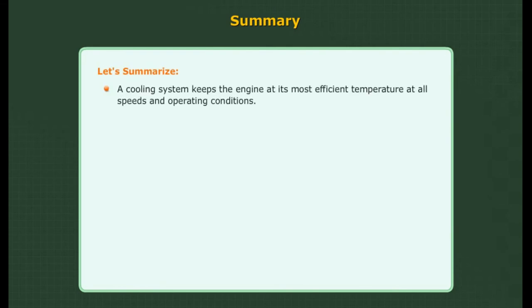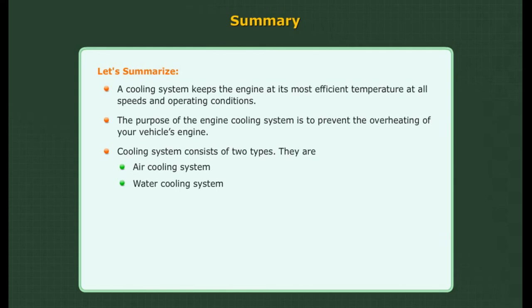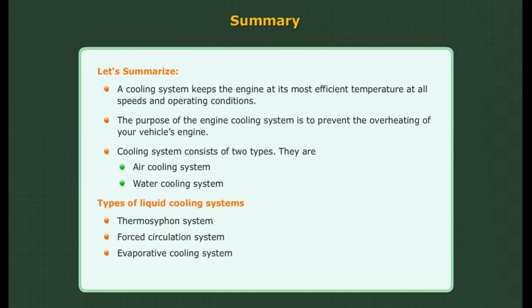Summary. Let's summarize. A cooling system keeps the engine at its most efficient temperature at all speeds and operating conditions. The purpose of the engine cooling system is to prevent the overheating of your vehicle's engine. Cooling system consists of two types: air cooling system and water cooling system. Types of liquid cooling systems: thermosiphon system, forced circulation system, evaporative cooling system, pressure sealed cooling system.